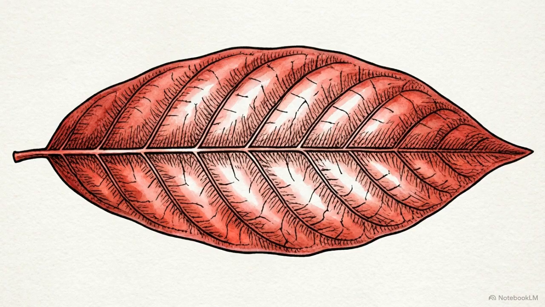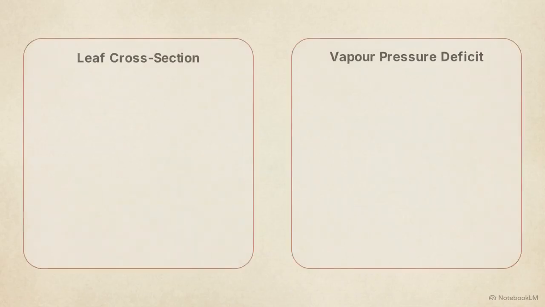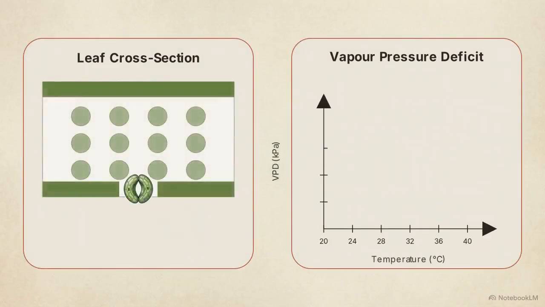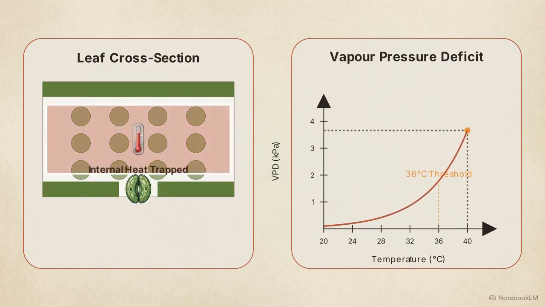Because the stomata are heavily restricted, the plant physically halts transpirational cooling across the leaf surface. This diagram plots the leaf cross-section against vapor pressure deficit, or VPD. As the ambient air heats up and dries out, the VPD rises exponentially. Without transpirational cooling, internal leaf temperatures are driven dangerously above ambient levels.